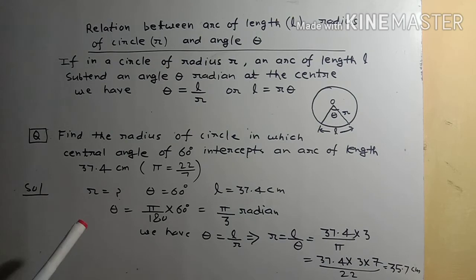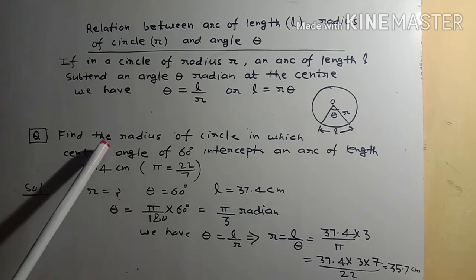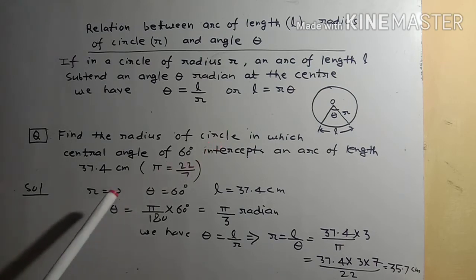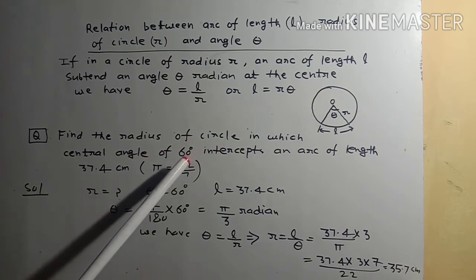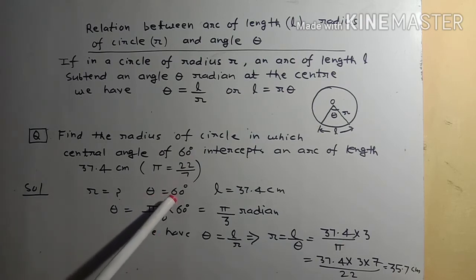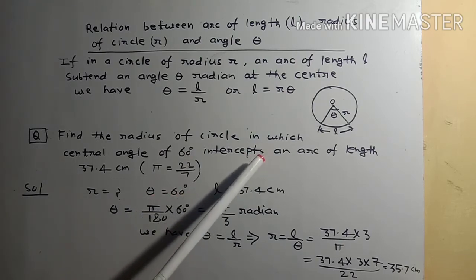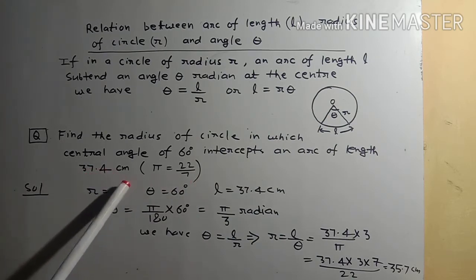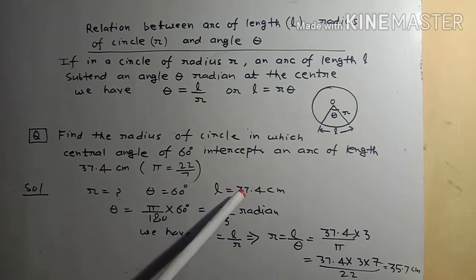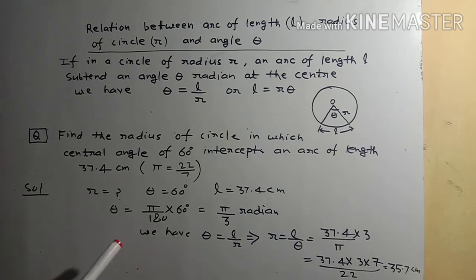Now to make this concept clearer, let's have another example: find the radius of a circle, that is r equal to question mark, and the central angle is given as 60 degree. So note down here theta equal to 60 degree. It intercepts an arc of length 37.4 centimeter, so note down here L equal to 37.4 centimeter.